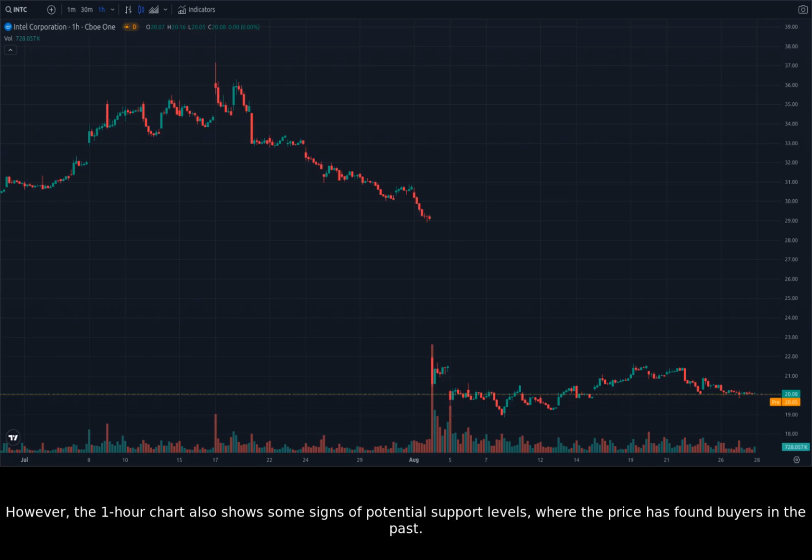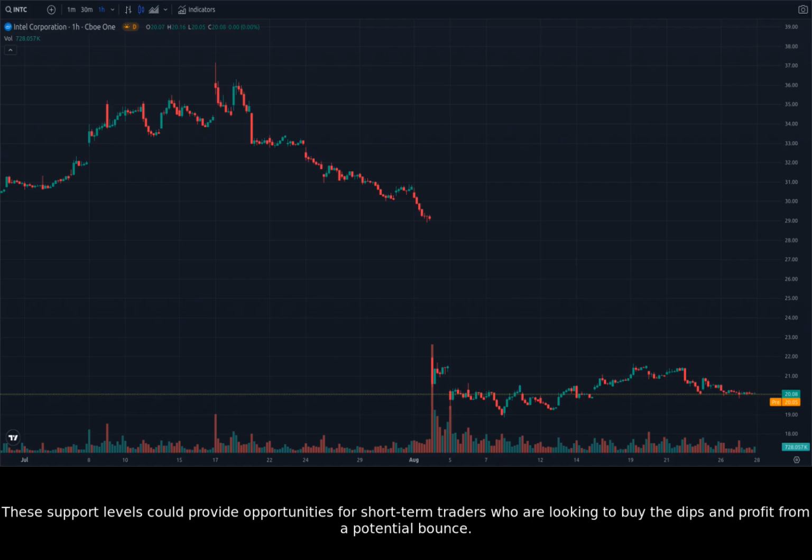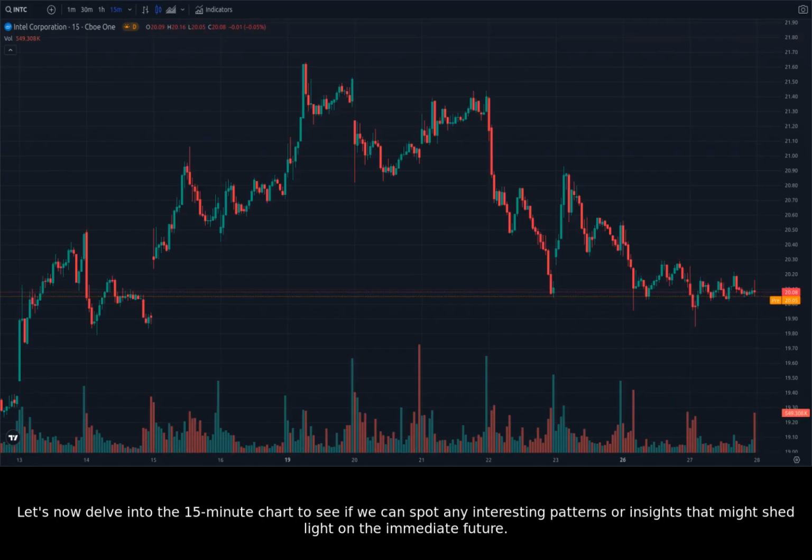However, the 1-hour chart also shows some signs of potential support levels where the price has found buyers in the past. These support levels could provide opportunities for short-term traders who are looking to buy the dips and profit from a potential bounce. Let's now delve into the 15-minute chart to see if we can spot any interesting patterns or insights that might shed light on the immediate future.